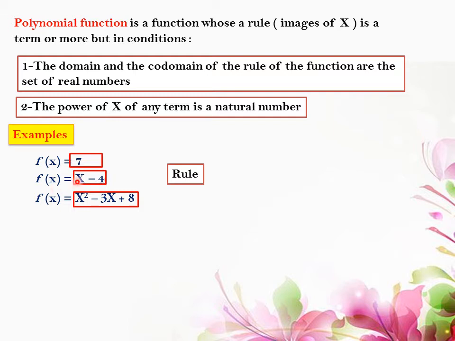Condition number 2, the power of x here is 1, so the power is a natural number. The power here 2, the power here 1, natural number. The power here is what? x power 0. Any number power 0 equals 1, so natural number. So these examples are polynomial functions.